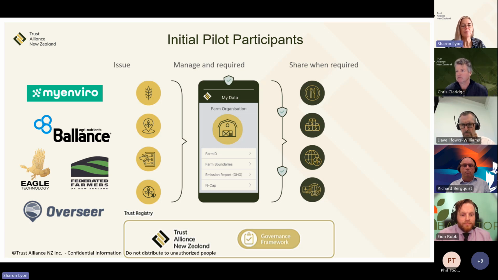And then just a little bit in terms of what we were doing as opposed to how we were doing it. We had MyEnviro, Balance, Federated Farmers with help from Eagle and Overseer from our TANZ member base as issuers. So we went in and we simulated a MyEnviro portal and took a verifiable credential that was greenhouse gas from the MyEnviro portal and put it onto a farmer's wallet. The same for Balance. We had two there. I'll walk you through those as we go through.